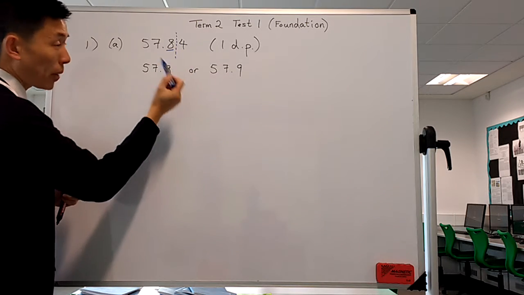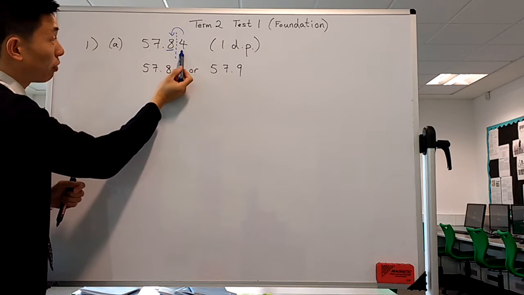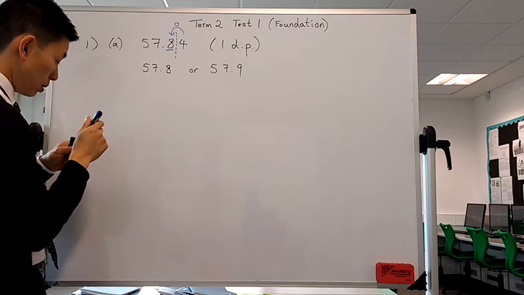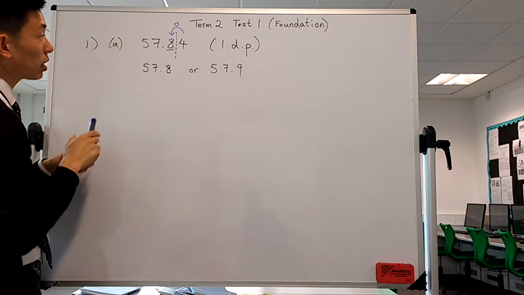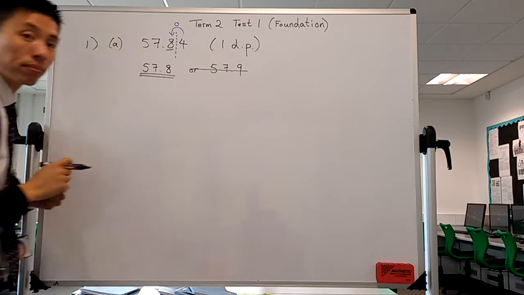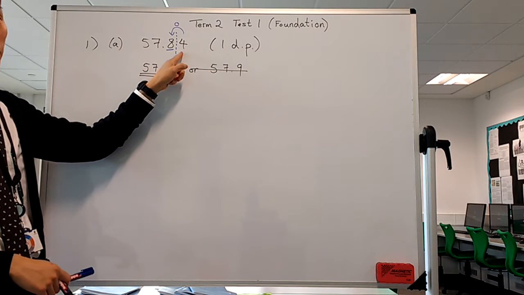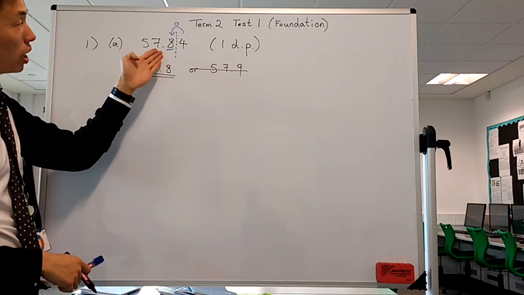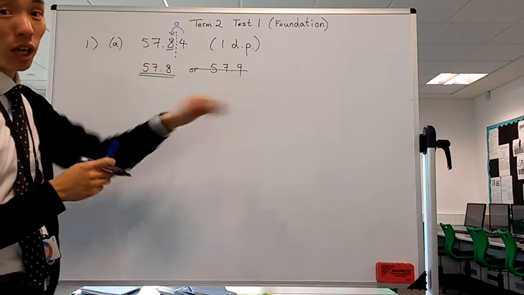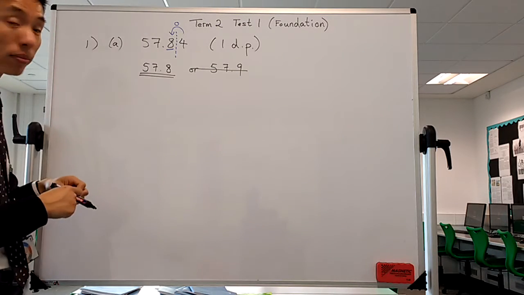Numbers that are bigger than 4, round up. Because it is not bigger than 4, it's not rounded up. So this we maintain as 8. Therefore, for 1 decimal place the answer will be 57.8. It will be 57.9 if the 4 becomes a 5, because 85, according to maths, is closer to 90, so hence 0.9. Okay, so that's how you do 1 decimal place rounding.